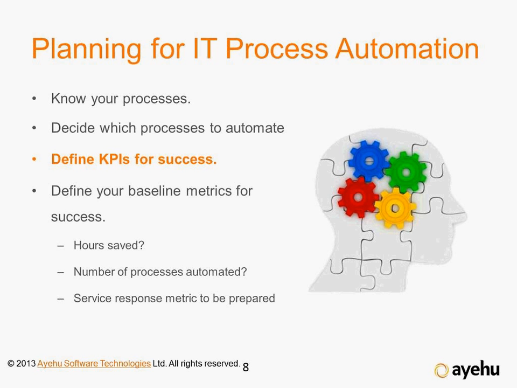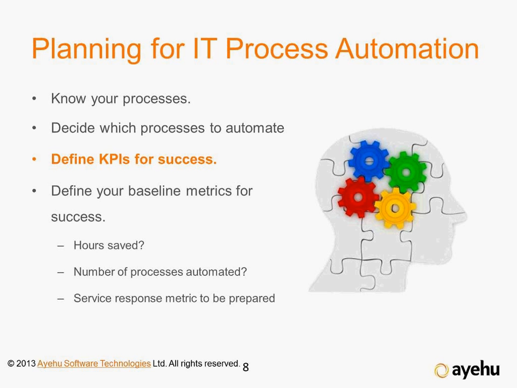How do you go about starting to plan for IT process automation? Well, the first thing you need to do is understand your processes. This is one of the fundamentals of being an ITIL compliant organization. You have to document your processes, and if you've already started that, then you're well on your way to being able to take the next step, which is to automate those processes.